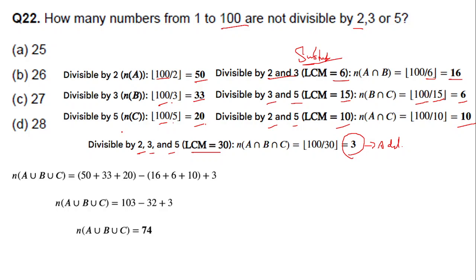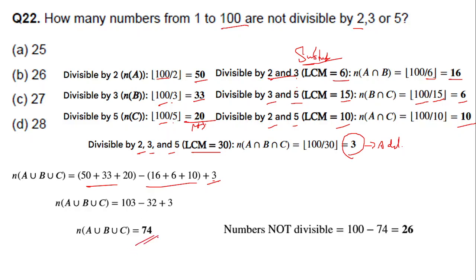So finally, first we will add these things. So 50 plus 33 and 20. This is 103. This group will be subtracted because the numbers are getting duplicated here. That's why this group will be subtracted, and ultimately this group will be added. Total, the numbers divisible by 2, 3, 5 are 74.